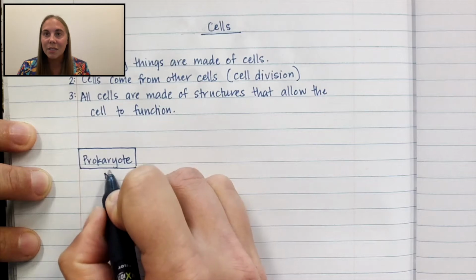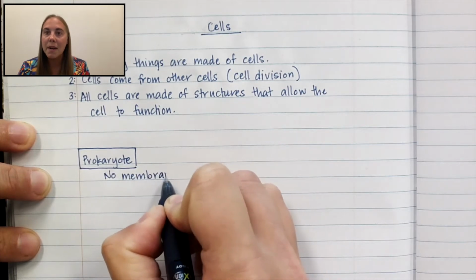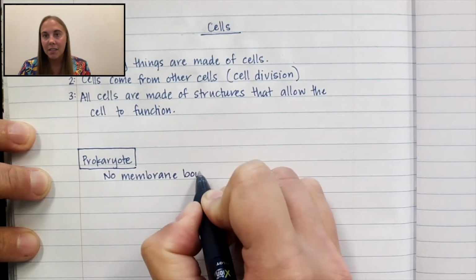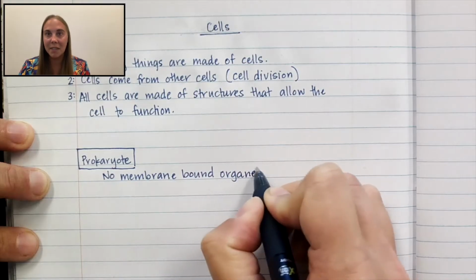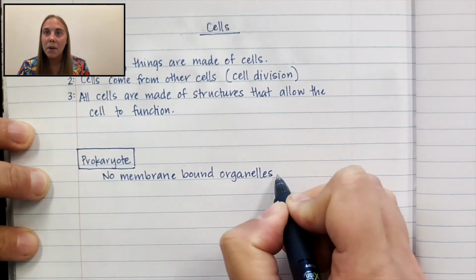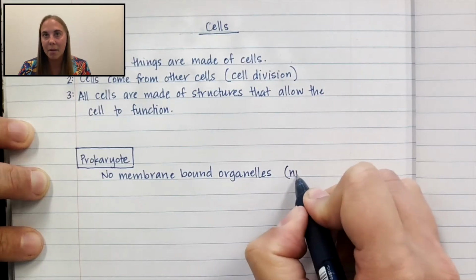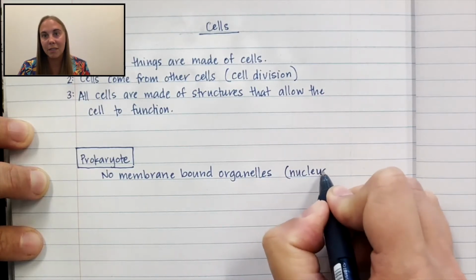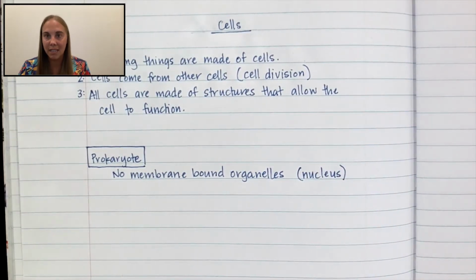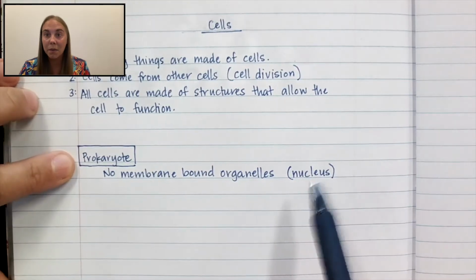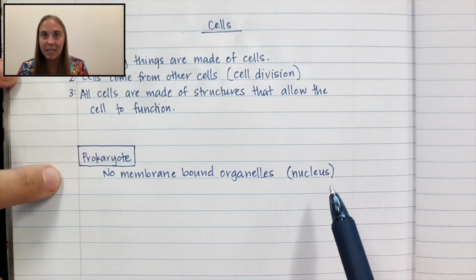There are some key things for you to know about prokaryotes. First, they don't have any membrane-bound organelles. So some of you have heard this cell rap. It goes, cells, they're made of organelles. Well, prokaryotes don't have the organelles that they talk about in that cell rap. Most importantly, in terms of identifying prokaryotes, they don't have a nucleus. So that's one of those membrane-bound organelles, and prokaryotes don't have it, so they don't have a nucleus.